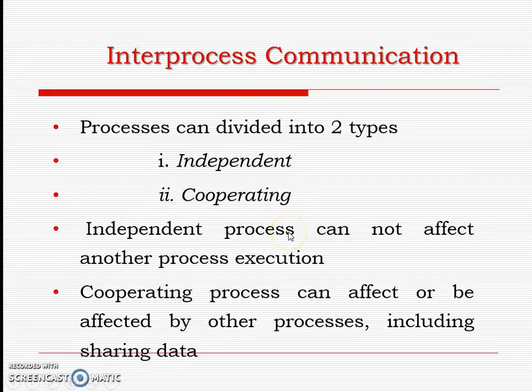An independent process is a process that cannot affect another process's execution. That means a process which cannot affect another process's execution, or otherwise, a process which is not affected by another process's execution. In this sense, we can call process A an independent process. A cooperating process can affect or be affected by another process, including sharing data. That means the process should be affected by others. That is what a cooperating process is.